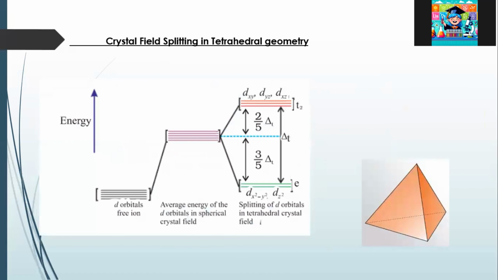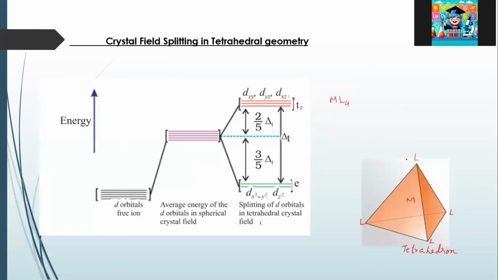Now we will see the crystal field splitting in tetrahedral geometry. Tetrahedral compounds are compounds in which the metal is bound to 4 ligands. And this is the shape of a tetrahedron. The tetrahedral geometry is similar to this geometry where the metal is occupying the center of the tetrahedron, and ligands are at these 4 corners of the tetrahedron.